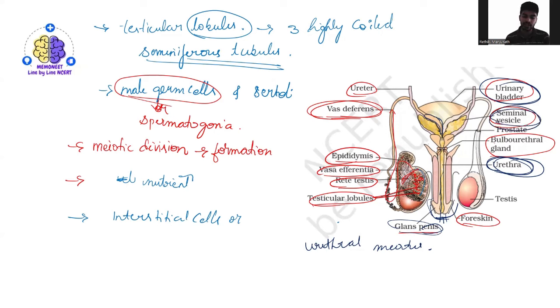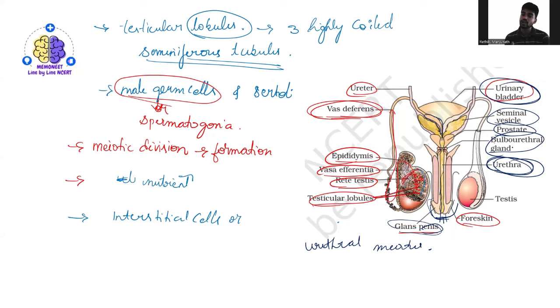Then another thing it includes is the prostate. Here it is, the prostate. So here we have the seminal vesicle, then we have the prostate, then we have the bulbourethral gland. So these are the three things that constitute it.